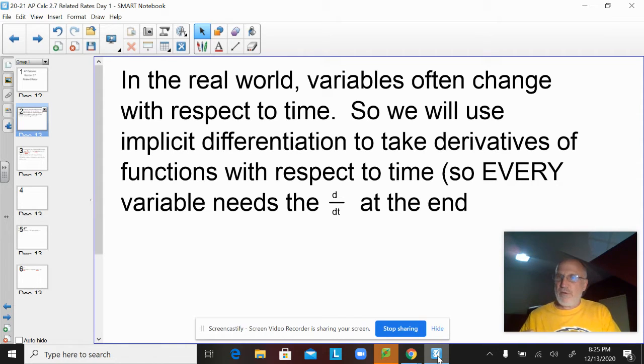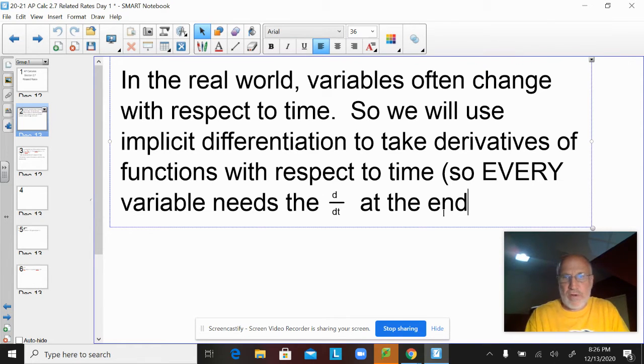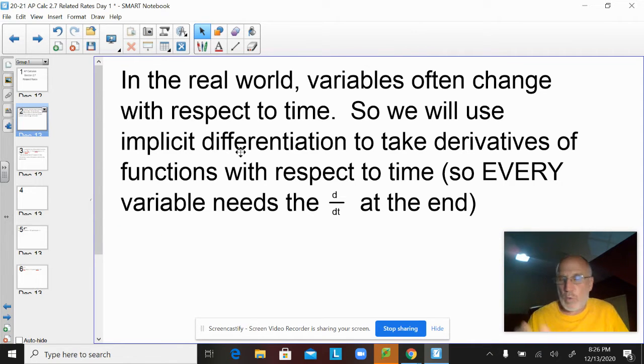So what we're able to do here is use implicit differentiation to take derivatives of functions with respect to time. Now, what that means is this is going to look weird. We're going to have functions that won't have the variable t in them, and we're going to take the derivative with respect to time, like dx dt and dy dt, like what used to be dy dx. Y was a function of x. We were taking derivatives of functions with respect to x. Now we're taking derivatives of functions with respect to time.